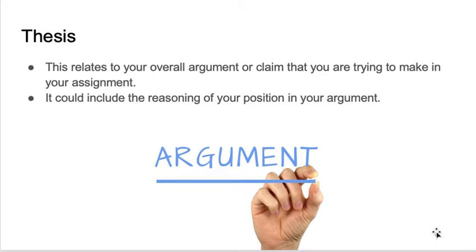Now, your thesis relates to your overall argument or claim that you're trying to make in your assignment. Not every assignment will have a thesis, but this is certainly something for you to start developing. It may include the reasoning of your position in your argument. So, for example, if you're taking a specific perspective, you may include that, which will give the reader a little bit more information. Now, it's really difficult to write a thesis at the beginning of your assignment if you haven't done all your reading. The thesis, your overall argument, is based on substantiation of your claims and the reading that you've undertaken.